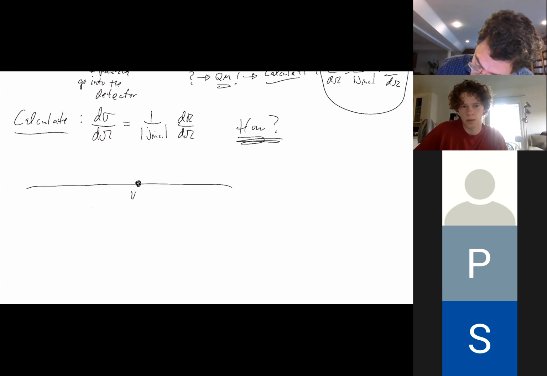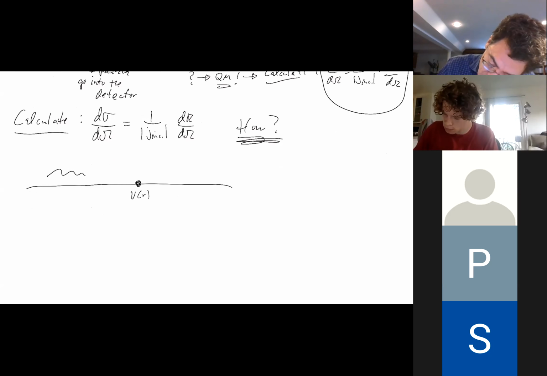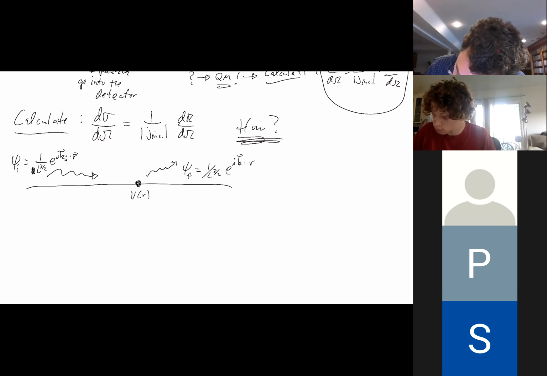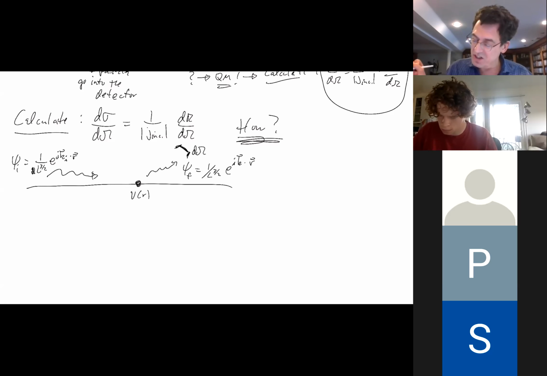Here's the potential. I'm sending in my particle some incident wave, e to the i k_i dot r. It's normalized. Let's normalize it. That's my incident wave. I'm going to have some scattered wave, with normalization 1 over L to the 3/2, e to the i k_final dot r, and this is my detector, covering a solid angle d sigma.